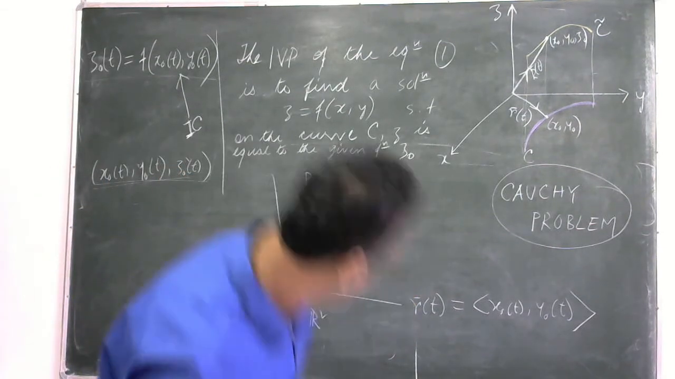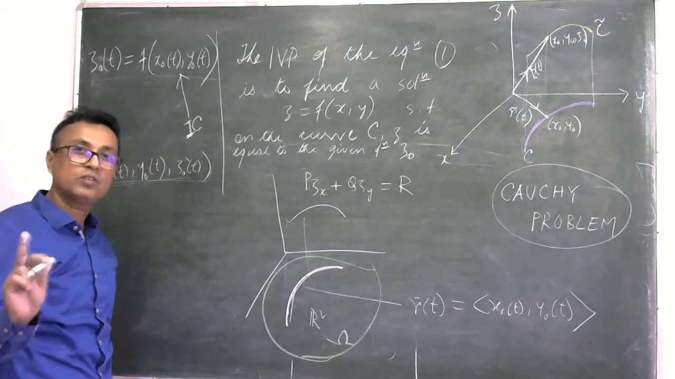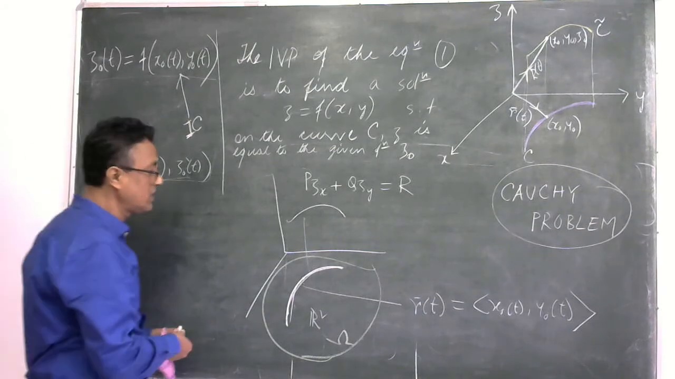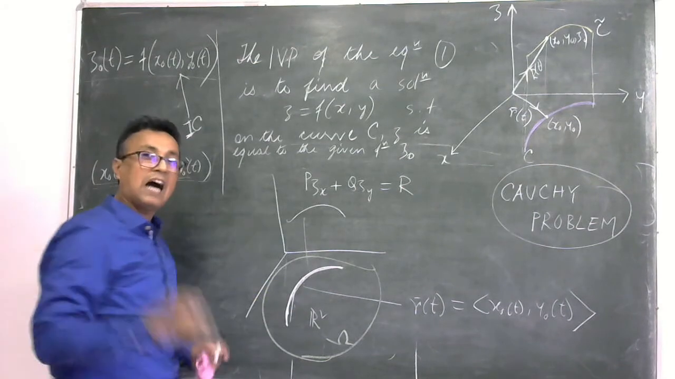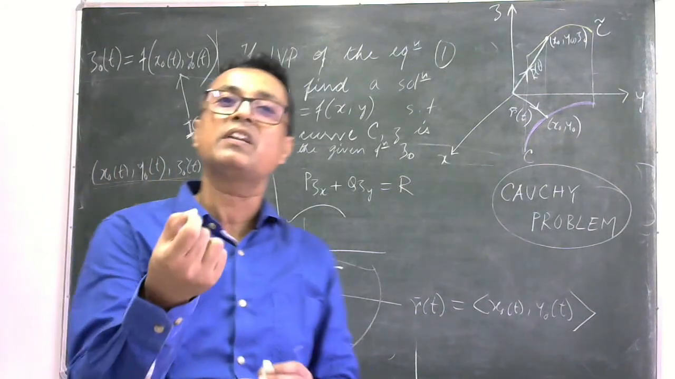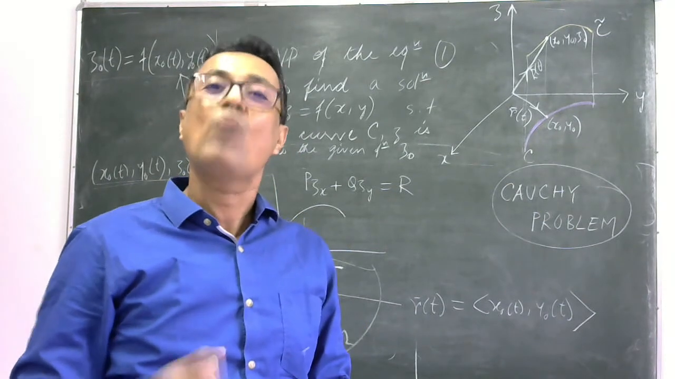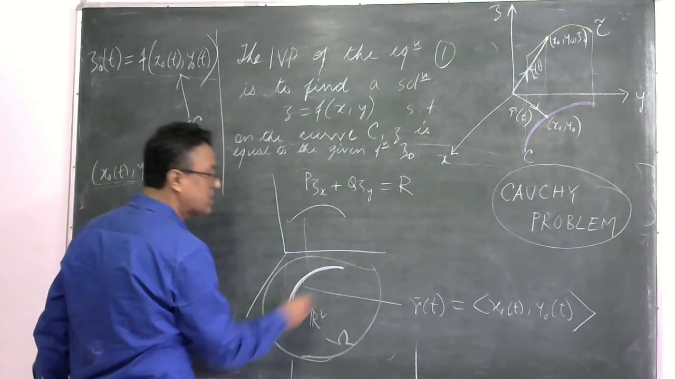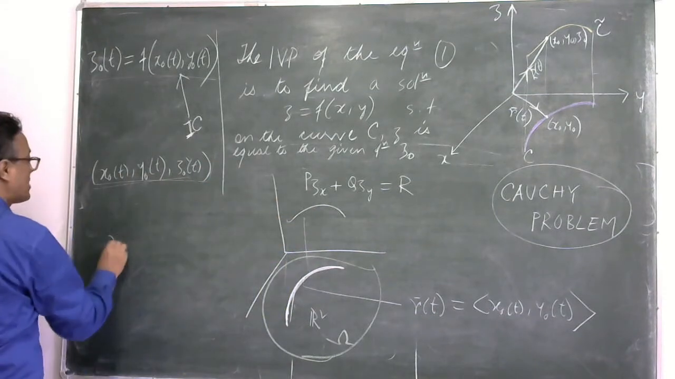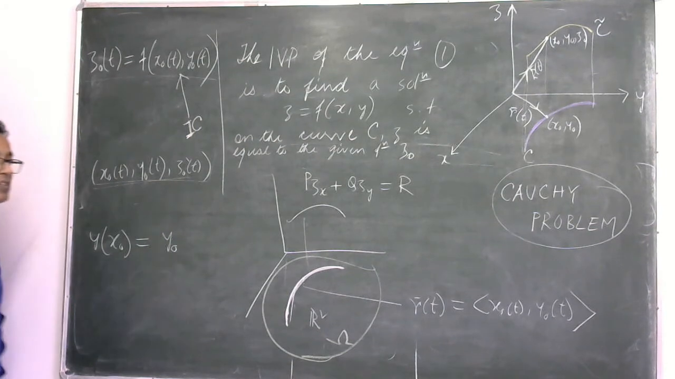Say I am seeking a solution in this domain omega. But what you will be given, you will be given only at some points. Earlier in the 1D case, you were given only at one point. You were given the initial condition at only one point. So now I will be given an initial condition along a curve. Remember that one point was x naught, right?